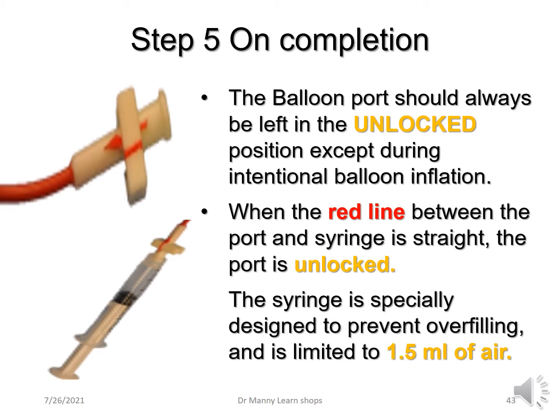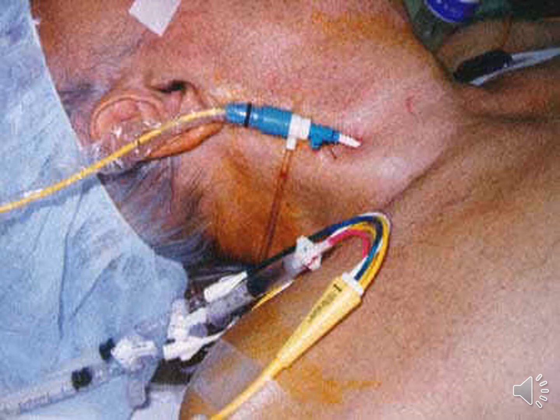When the red line between the port and the syringe is straight, the port is unlocked. The syringe is specifically designed to prevent overfilling and is limited to 1.5 ml of air, or 1.5 cc of air. It's always left unlocked because you don't want it to be accidentally left inflated, because this could cause pulmonary ischemia and potential pulmonary infarction. Balloon is always left unlocked.